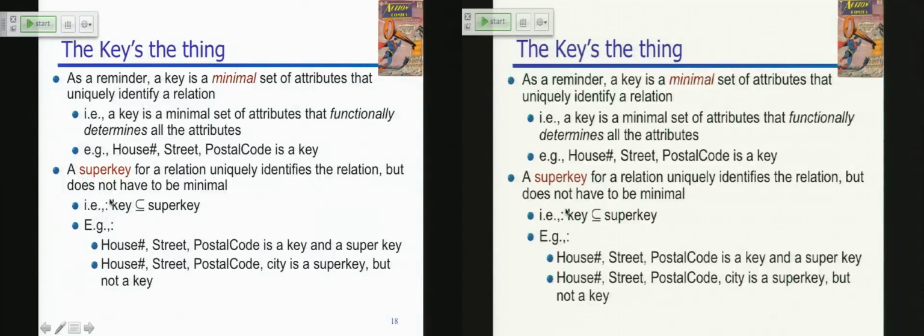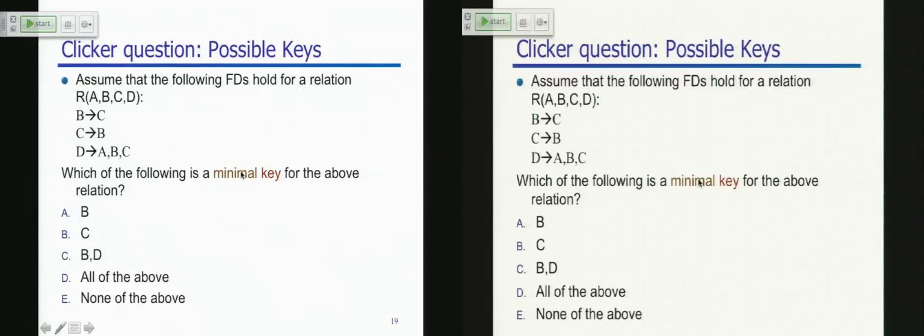And a super key is a key which uniquely identifies the relation, but it doesn't have to be minimal. So a key is going to be a subset of your super key. Do this one on your own first.